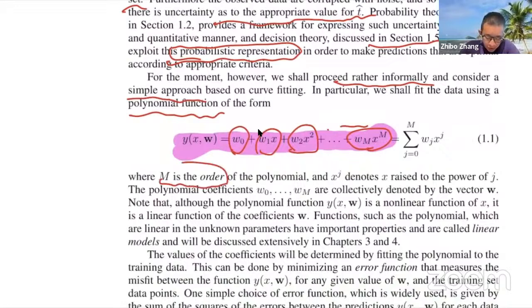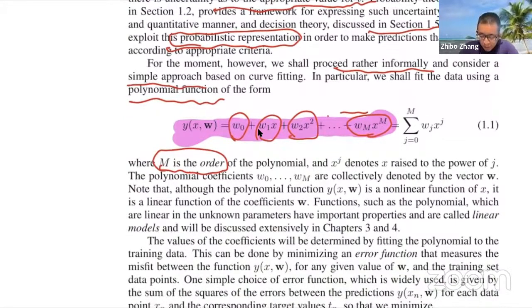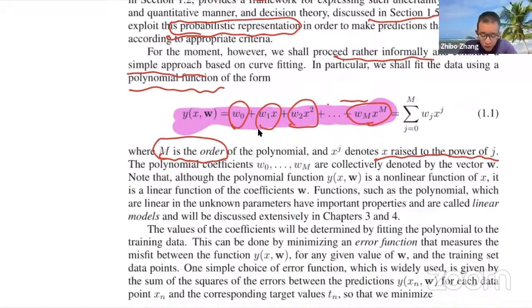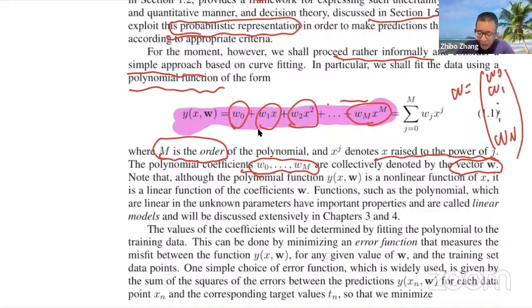And m is actually the order of the polynomial, and x^j denotes x raised to the power of j. It's not a superscript in the sense of an index; it actually denotes the power. The polynomial coefficients, W0 all the way to Wm, so zeroth order all the way to m-th order, are collectively denoted by the vector W. So W is going to be W0, W1 all the way to Wm. It's going to be an (m plus 1)-dimensional vector.